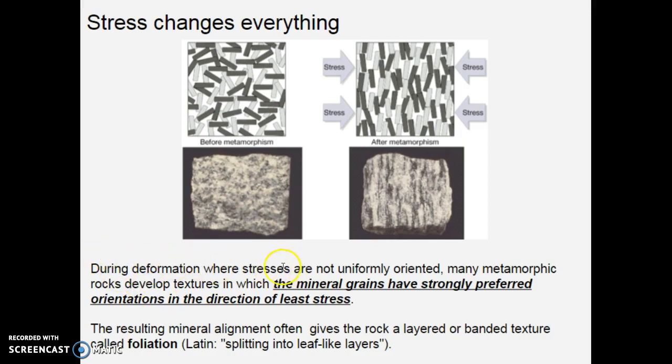So during deformation where stress is not uniform or uniformly oriented, metamorphic rocks develop textures in which the mineral grains have strongly preferred orientations in the direction of least stress. And the resulting mineral alignment gives the rock a layered or banded texture, and I want to focus on the word banding, called foliation, and that's Latin for splitting into leaf-like layers.